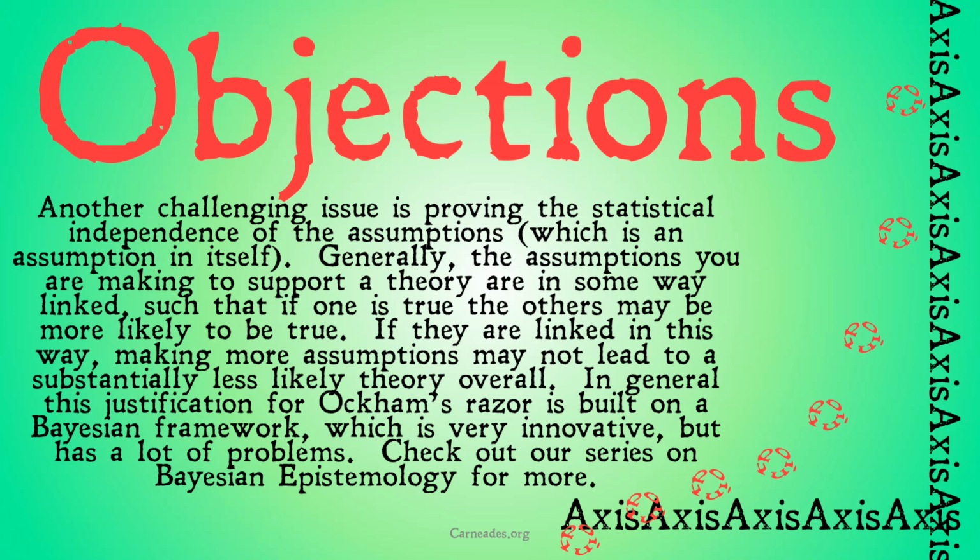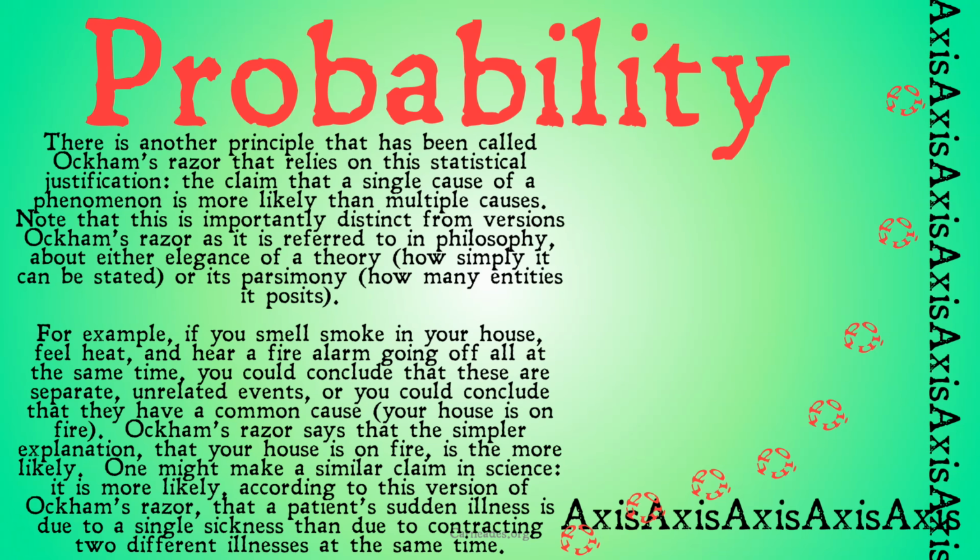As I've said a couple times already, check out our series on Bayesian epistemology for more of the virtues and vices of that framework. There's another principle that has been called Occam's razor at times that is arguably much weaker than the Occam's razor we've been looking at so far. And it relies on this kind of statistical justification. Now, this is the claim that a single cause of a phenomenon is more likely than multiple causes.